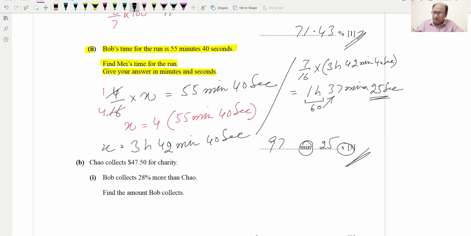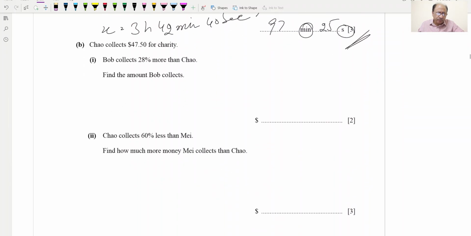Hopefully you understood this. This is the easiest way which we have adopted to solve this 3 marks question. Now the B part: Joe collects this many dollars for charity, and Bob collects 28% more than Joe. So basically we need to calculate 28% more than this amount. So we will write 100 plus 28, because we need 28% more. If it is less, then it will be 100 minus 28.